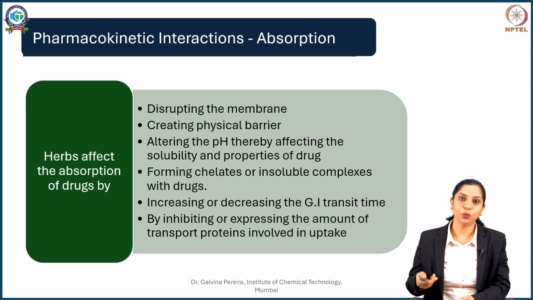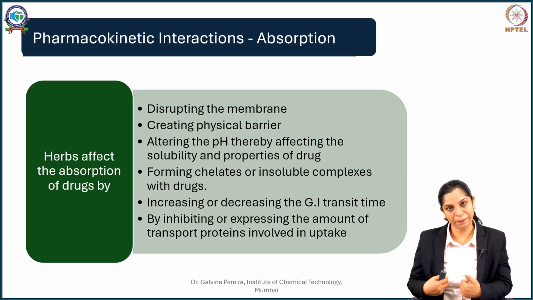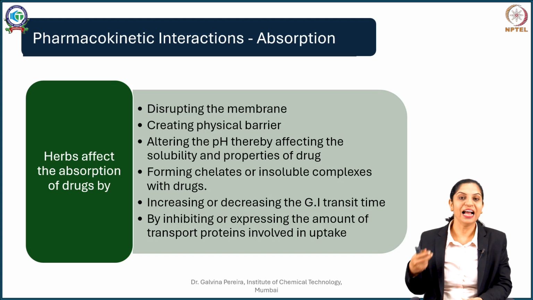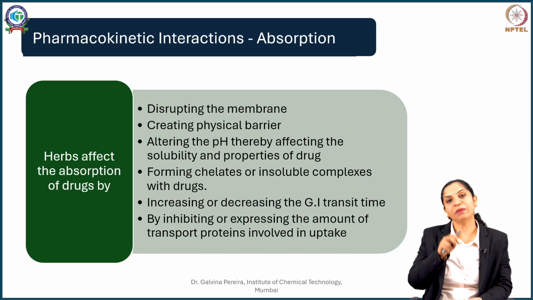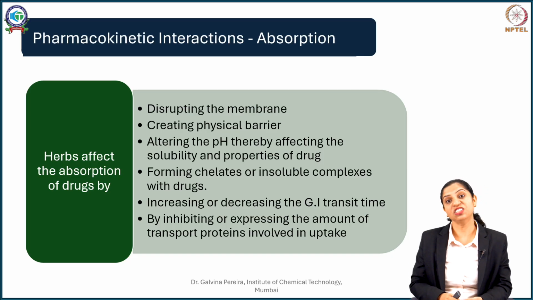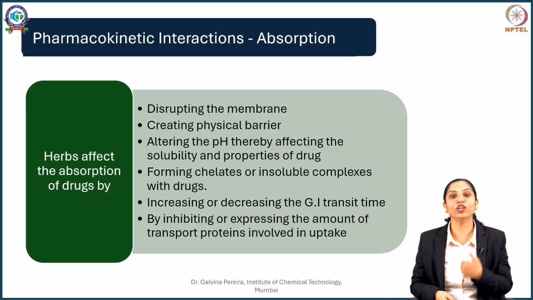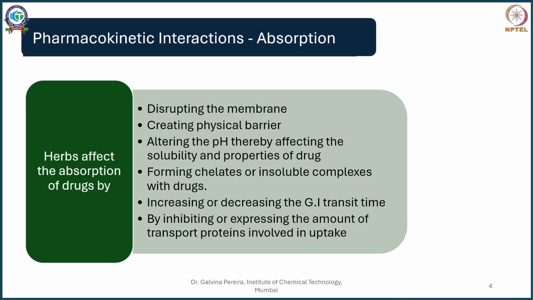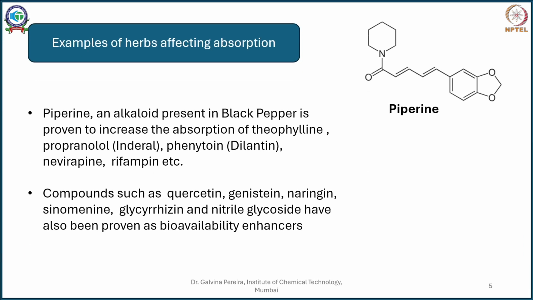Not only that, on our gastrointestinal membrane there are numerous transport molecules. These transport molecules help in transportation of metabolites and hence increase their bioavailability. Now imagine your herbal phytoconstituent binding to the transporter, either reversibly or irreversibly. In that case, these transporters are not available for your drug molecule, and as a result the drug will remain in your gut lumen and not get absorbed into your systemic circulation. So these are a few interactions that you can observe that alter the absorption of a drug. Now let's see a few examples of this.